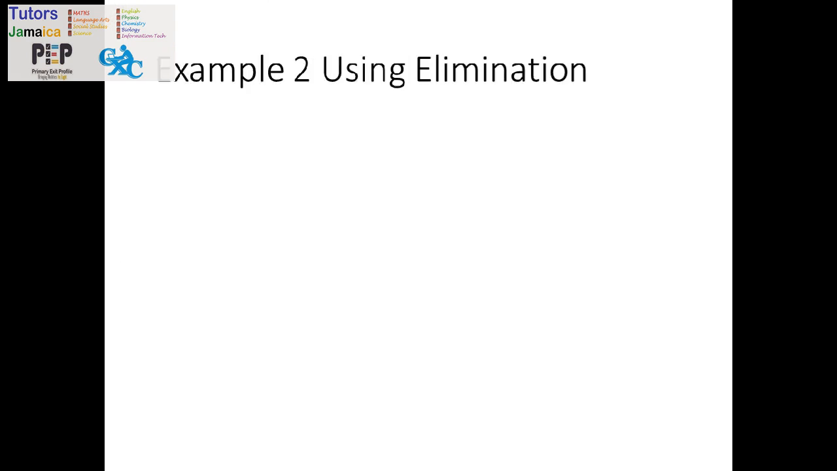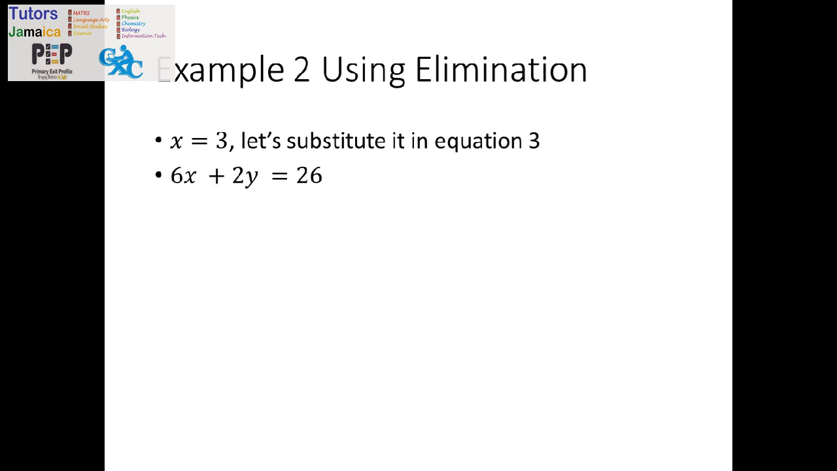So still using the elimination method, we know that x is equal to 3. So let's substitute it in equation 3, because we can use any one of the equations. Equation 3 is the new equation that we have just generated by multiplying. So 6x plus 2y equal 26. We can use that equation.